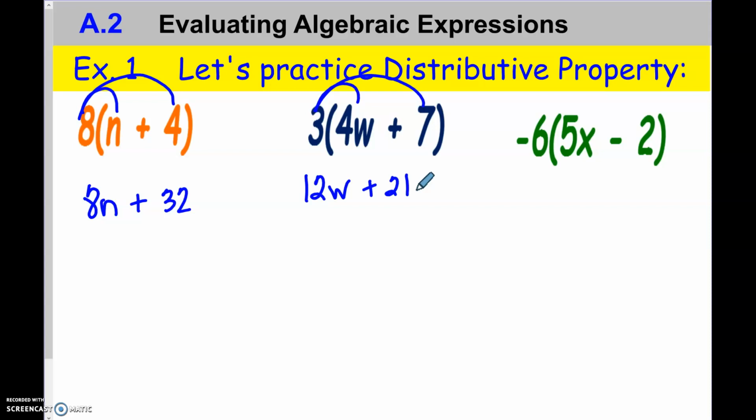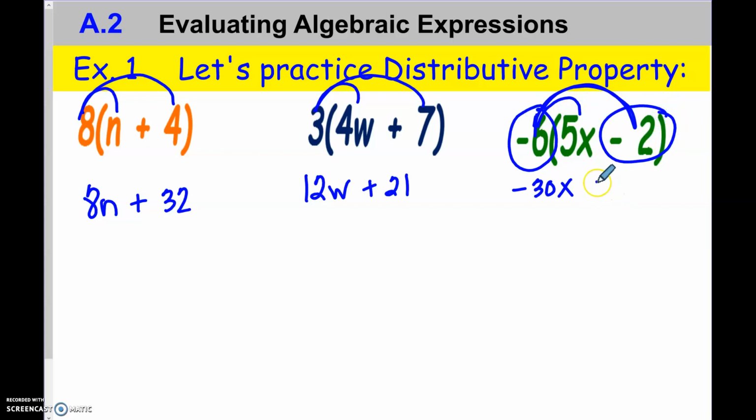All right, and the last one, the green problem here, we're going to take negative 6 times 5x. So we have negative 30x. And then we have to take negative 6 times negative 2. Don't forget about that sign. So we have negative 6 times negative 2 is a positive 12. All right, that is the distributive property.